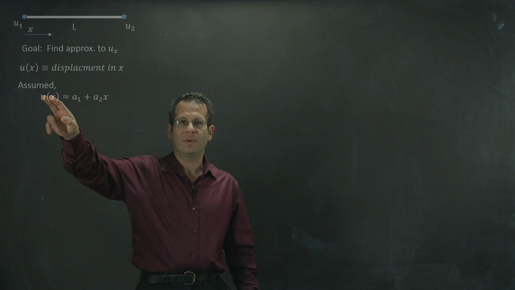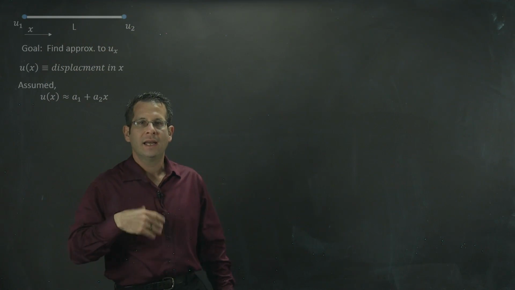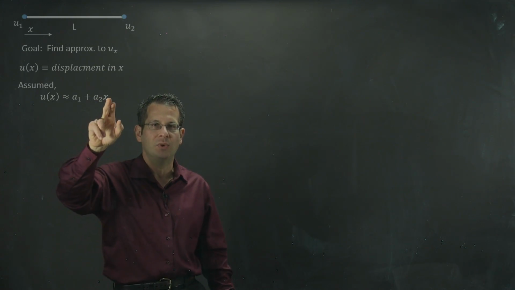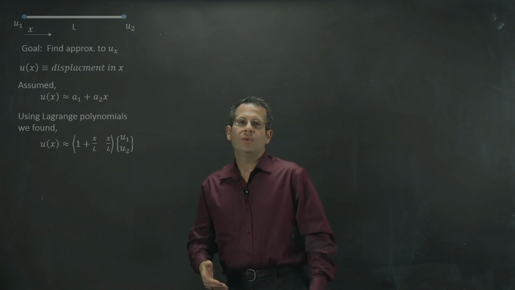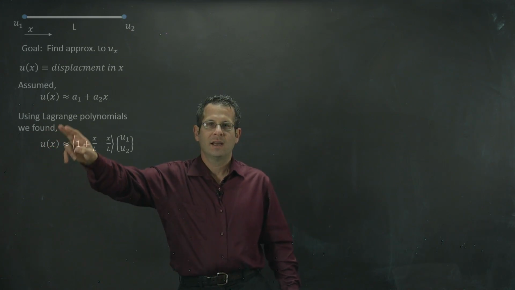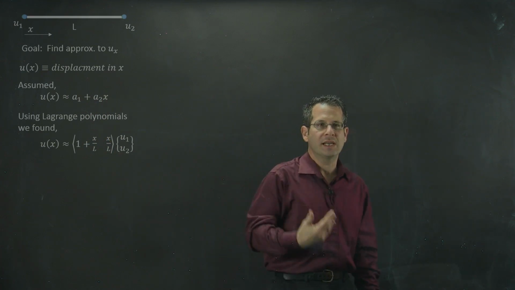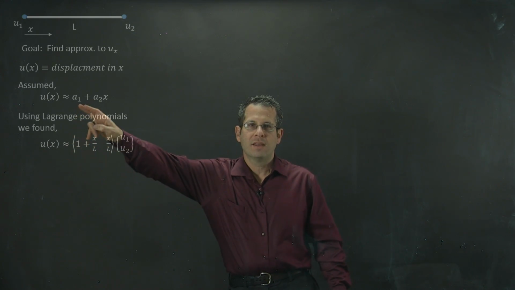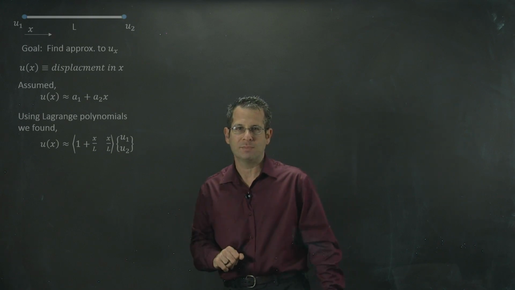So we assumed that u, a function of x, the displacement anywhere along the length of the bar, is equal to some constant a1 plus some other constant a2 times x. We found, using something called Lagrange polynomials, that we could write this expression, having solved for a1 and a2, by using a linear combination of linear functions. We could write this expression in this way as two vectors multiplied by each other.